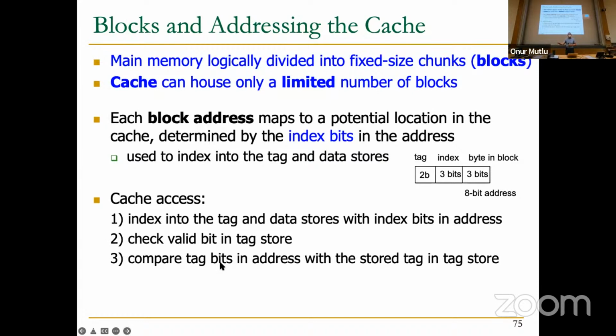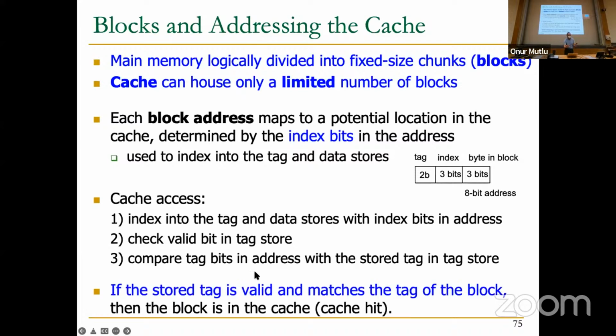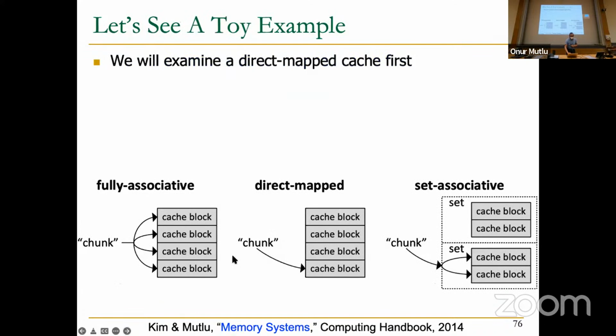If they match, that means the index matches because you've indexed into the cache, the tag matches, and it's valid, so the block you're looking for is in the cache. That's the idea. So these are the 3 steps of cache access, if you will. And this is what I just said, basically. If the stored tag is valid and matches the tag of the block, then the block is in the cache. That's a cache hit. So let's take a look at an example.